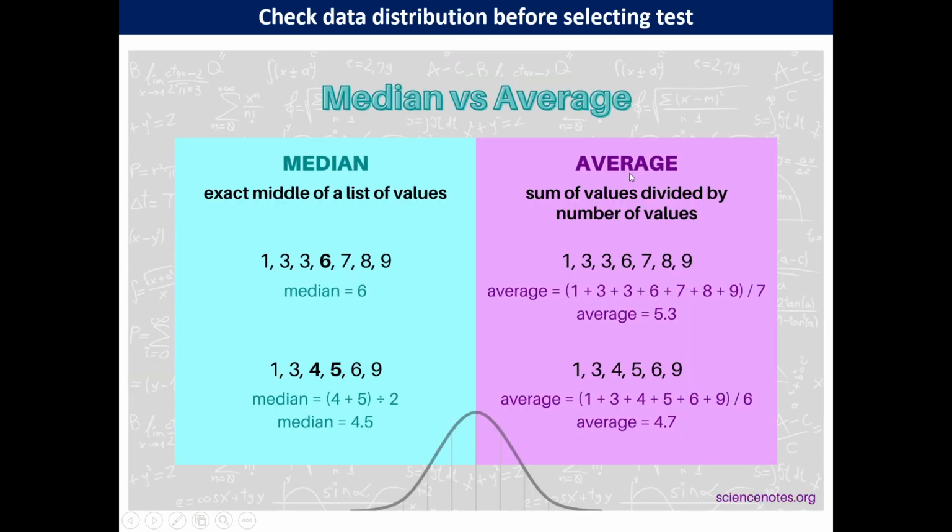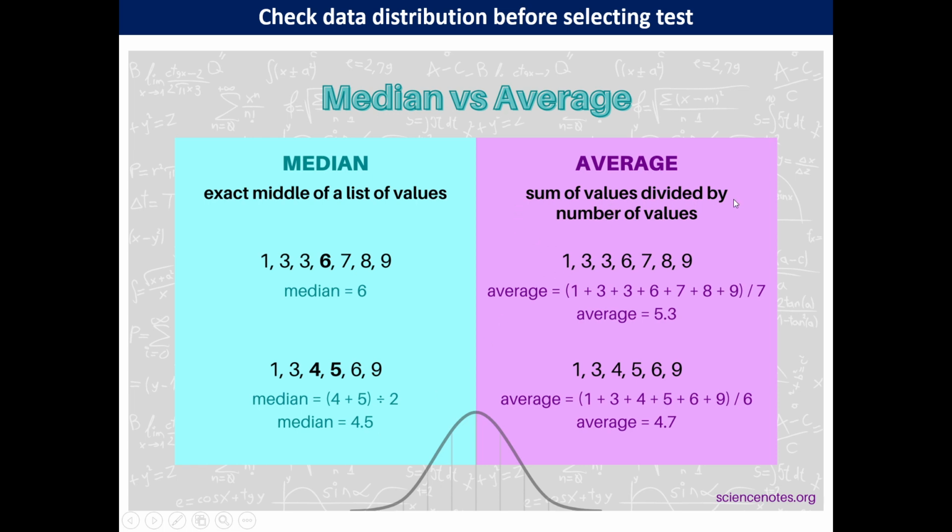So next, let's talk about the distribution of data before you select the test. Here we have two lists of data. You can see the median and the average, which are very important. The median means the exact middle of the list of values. Here I have a list of data, and 6 is the middle of the list. In another list of data, I also found that the median is around 4.5.